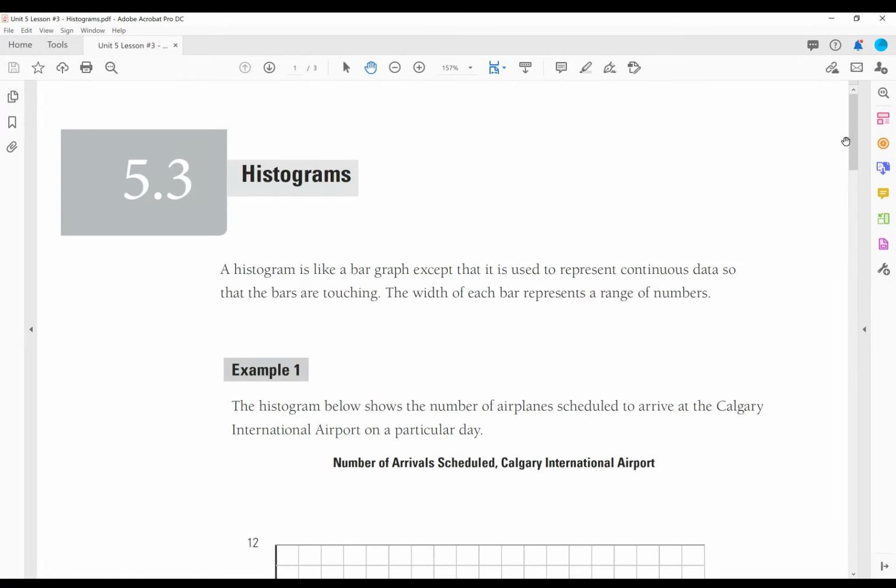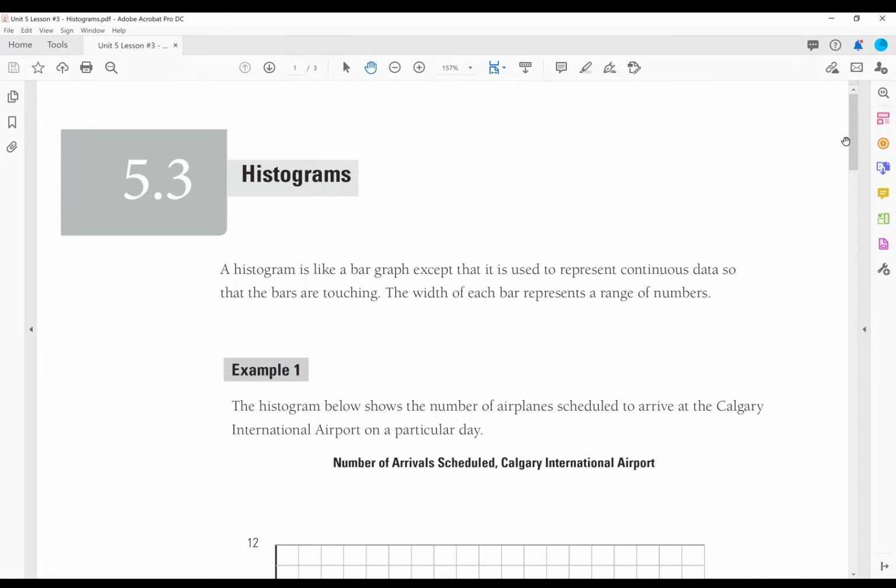Our third lesson in chapter 5 is on histograms. Now, a histogram is almost exactly like a bar graph. The only difference is that it's used to represent data that is continuous, so the bars are touching.